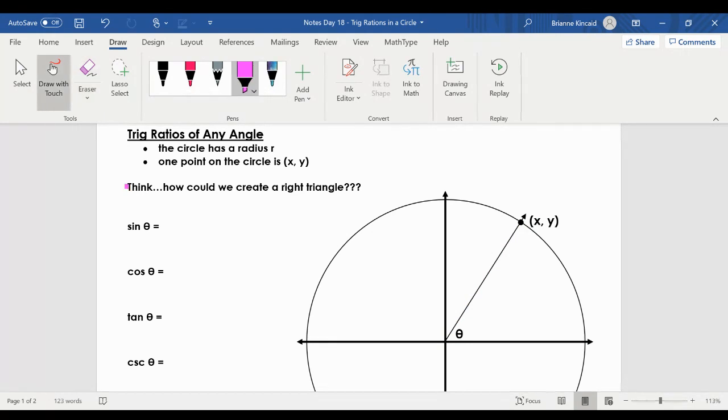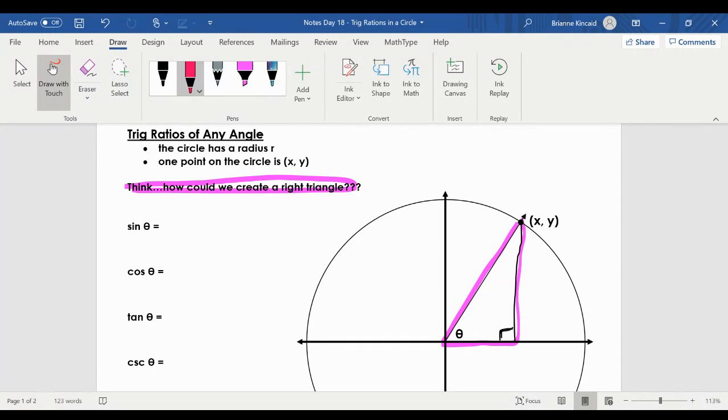Key idea, think, how could we create a right triangle? What I'm going to do here is I am going to take from this point and I'm going to draw a perpendicular line straight down. And if you focus on this, I have now created a right triangle.